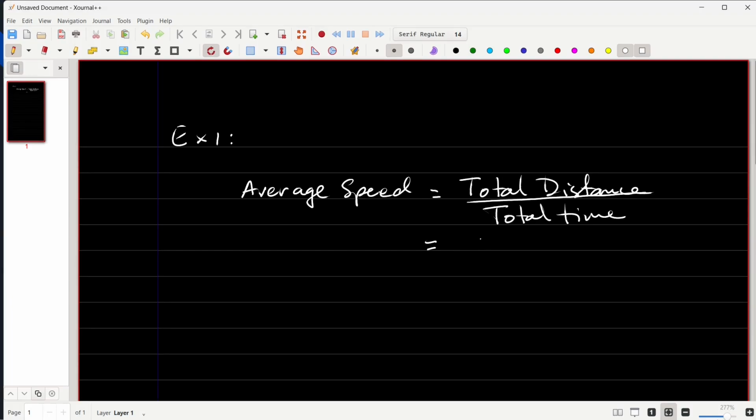Total distance in this example is 180 kilometers. And the time was 4 hours. Which means that the answer is 45 kilometers per hour.